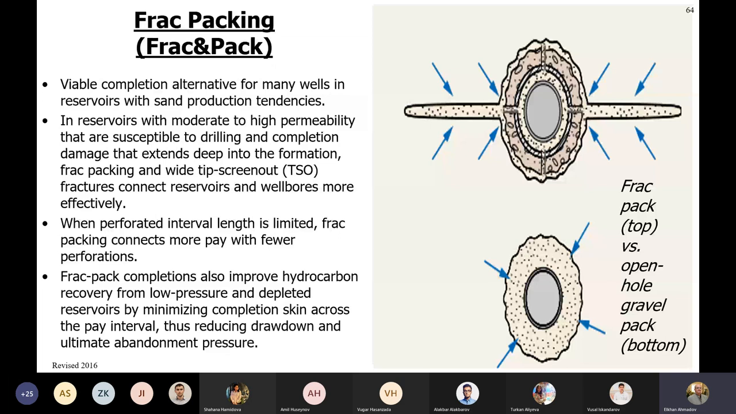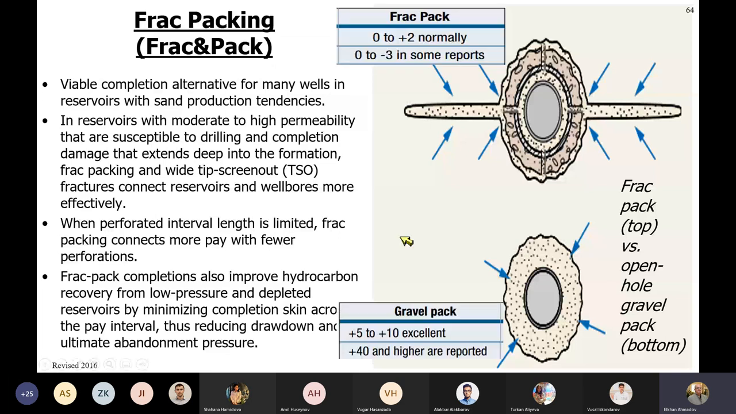So when we compare frac pack to gravel pack, the frac pack may result in zero to two positive skin effect. In some reports, it might even be negative skin because of the increased effective wellbore radius. But gravel pack will always result in positive skin, and depending on the case, it might actually be very high skin.